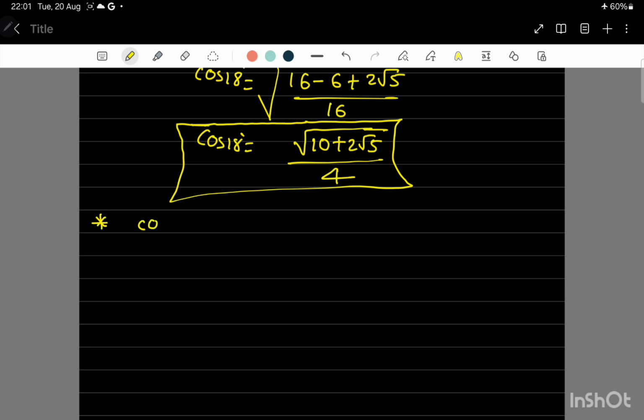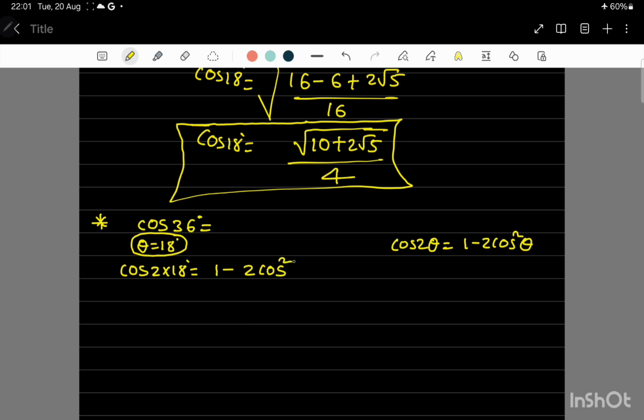And then cos 36 degrees. So how to find the value of cos 36 degrees? We know cos 2 theta is equal to 1 minus 2 cos square theta. So if theta is equal to 18 degrees, then cos 2 into 18 degrees is equal to 1 minus 2 cos square 18 degrees.